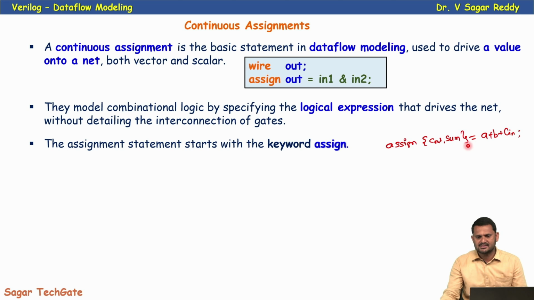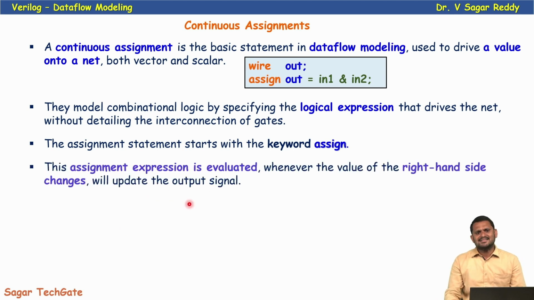So {Cout, sum} is equal to a plus b plus c. It's simple. We will use operators to write this Boolean expression, and assign the value to that net type. So without detailing the internal interconnection of the gates, how they are connected, how many gates are used to describe this hardware, it doesn't matter in dataflow modeling. We just want to focus on how data moves in the circuit, the flow of data.